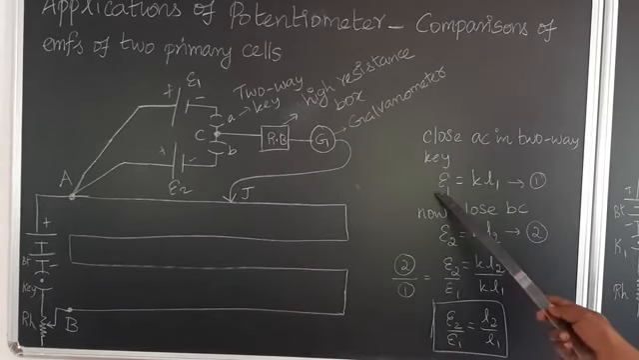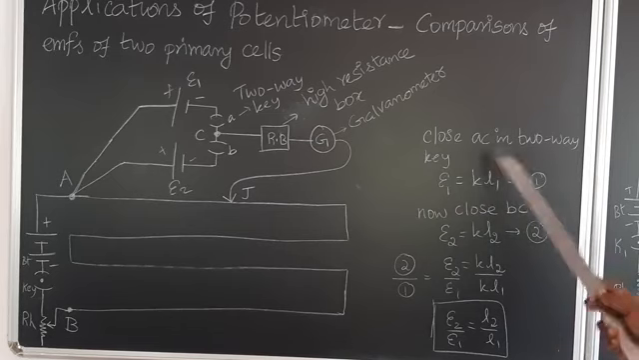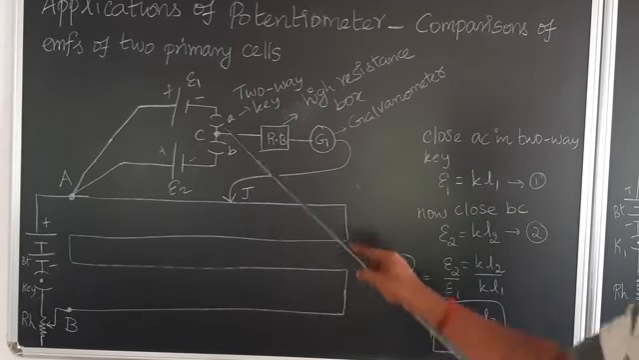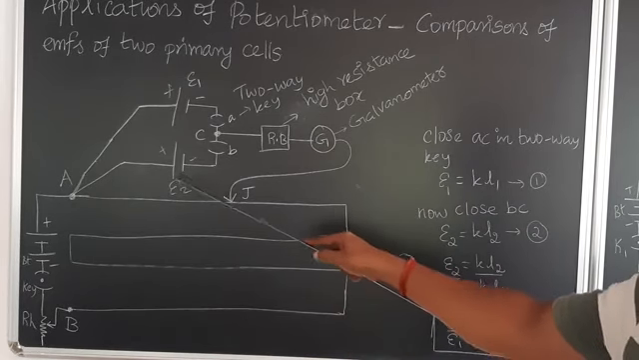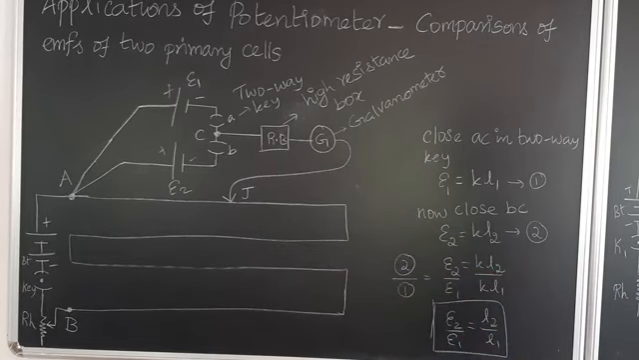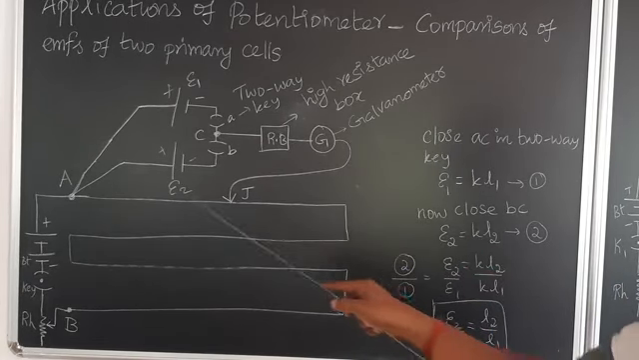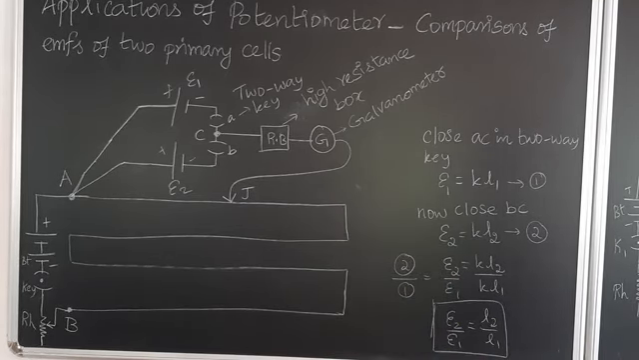Here I note down, according to the basic principle of the potentiometer, E1 is equal to K into L1 when A is closed. Similarly, now I open A and close B. So the current will pass from the second primary cell through the high resistance box, galvanometer and jockey. Again I slide the jockey over the wire. At some point the galvanometer shows the null point, the current flow becomes 0. At that point I note E2 is equal to K into L2.